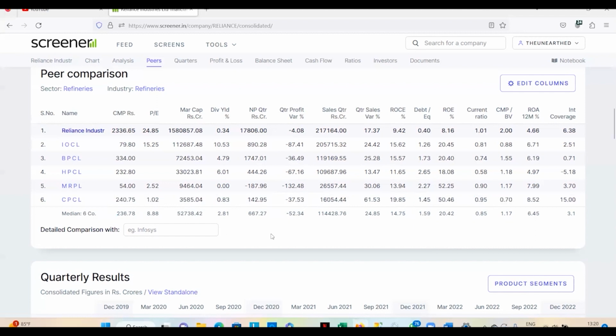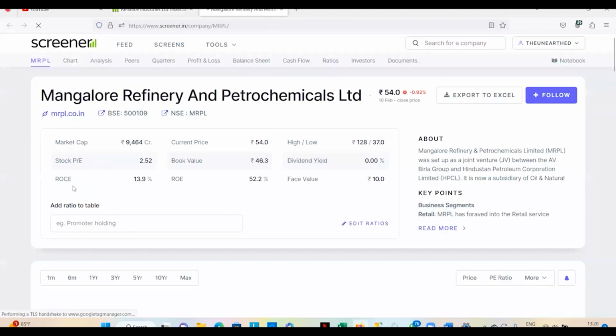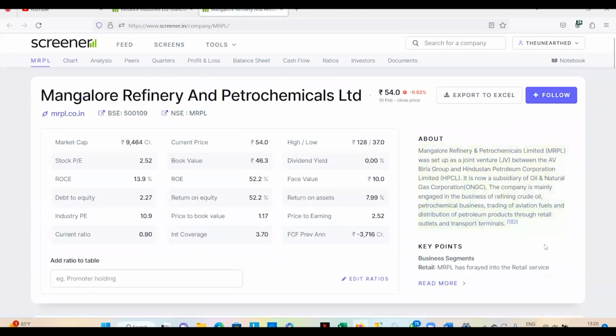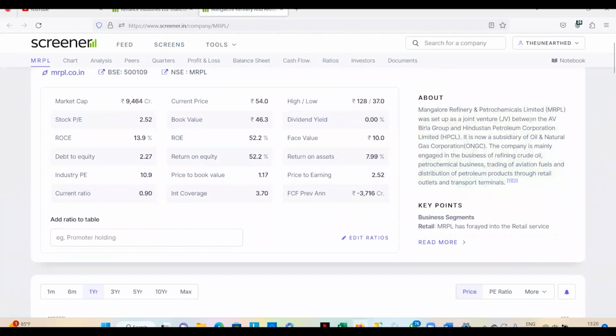Does the government have a stake in MRPL or what? We need to check that. We can just click here and see if it allows that. It's a good question. You can see who it is. It looks like the Aditya Birla Group and HPCL, a subsidiary of ONGC. So it's probably part of ONGC, which is a government entity. Then yes, it is. If not, it's a private player.